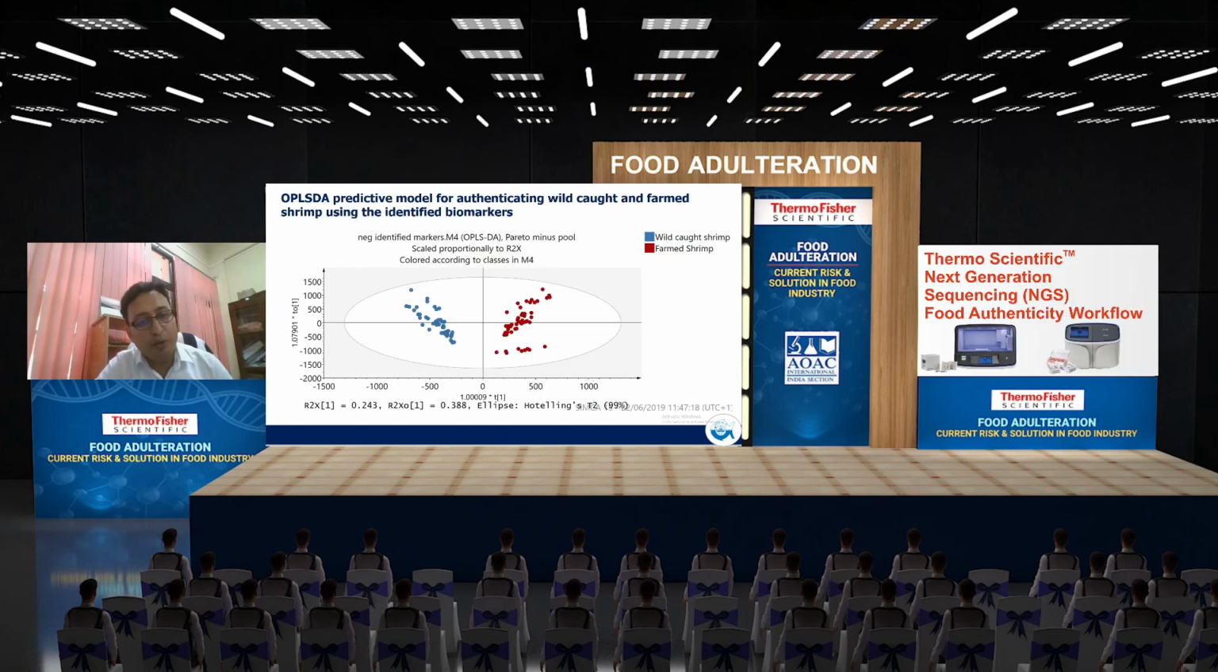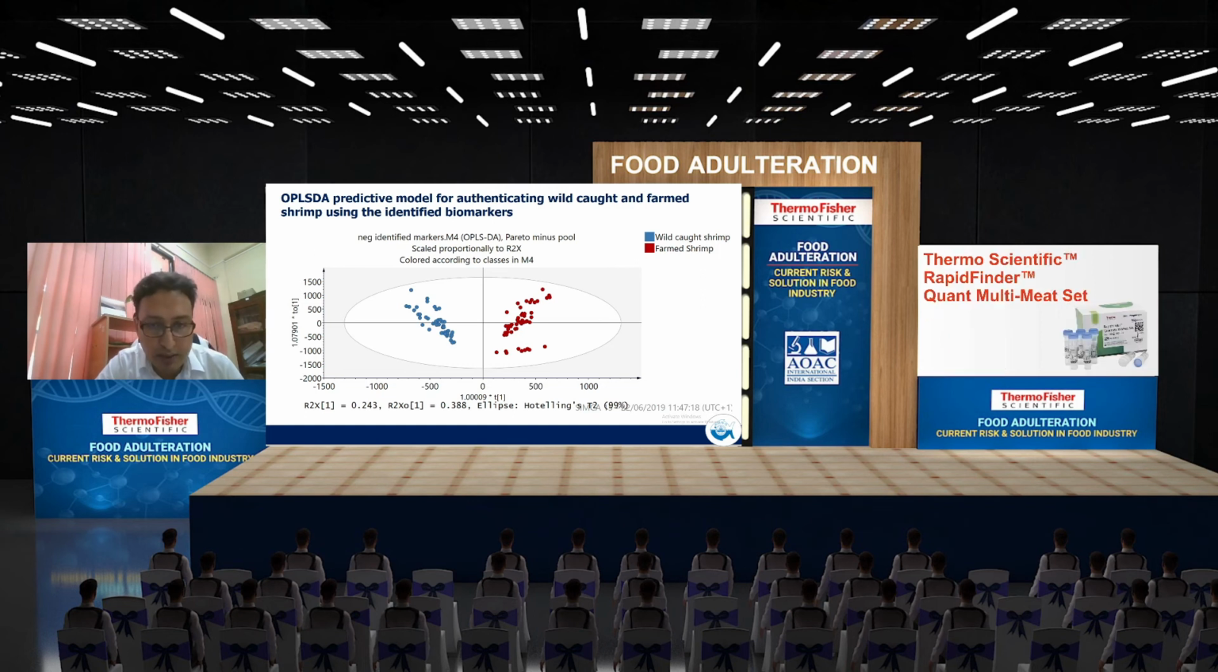So here you can see these 14 biomarkers could clearly differentiate between wild-caught shrimp and farmed shrimp. So even this method has potential to be used in regulatory control, because only a limited number of markers are there, and you can easily transfer into a targeted method and can be used for even regulatory control as well.